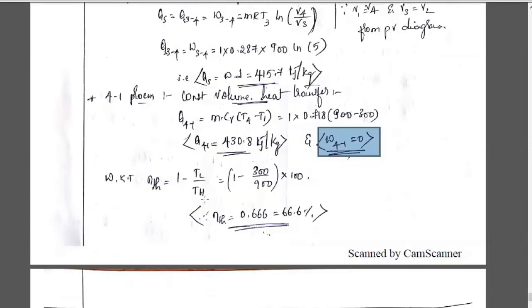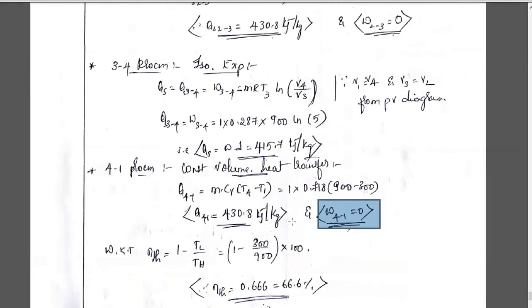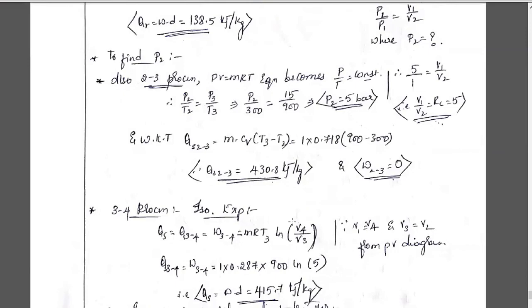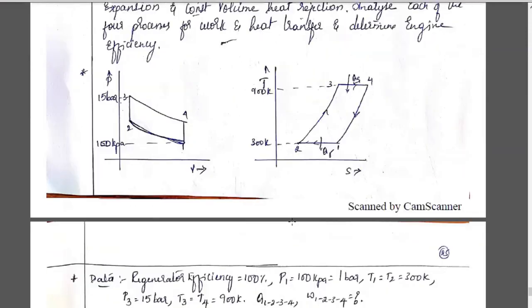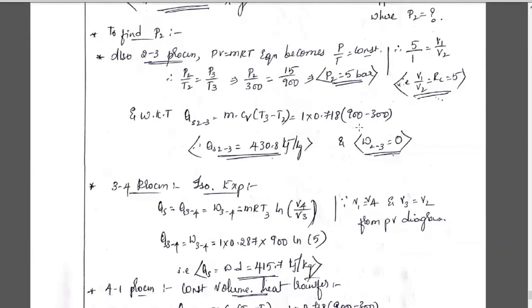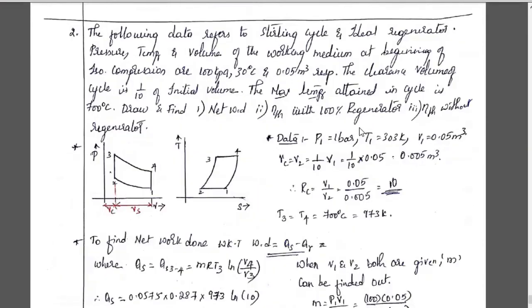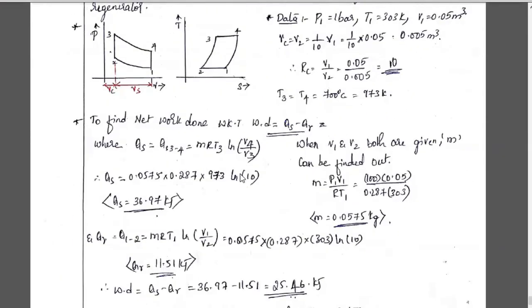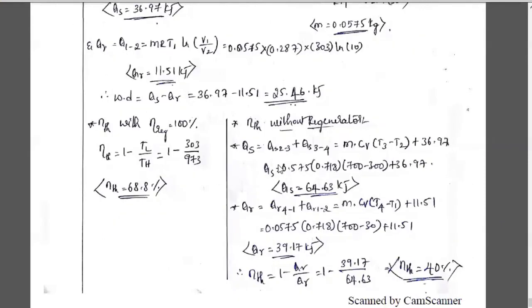Lastly, finally, we have to find out 1 minus TL by TH, where TL is the lower temperature and TH the higher temperature. That can be written over here, with the thermal efficiency 0.66, which is nothing but 66%. So this is how the problem is very simple in the Stirling engine, as there are only 4 processes. Those 4 processes have 4 formulas. The same is used over here, and the way of calculation is also the same.